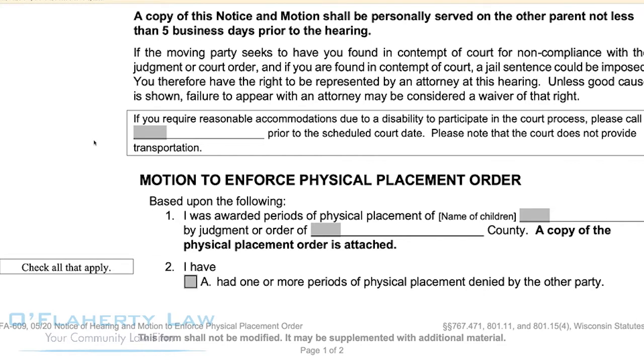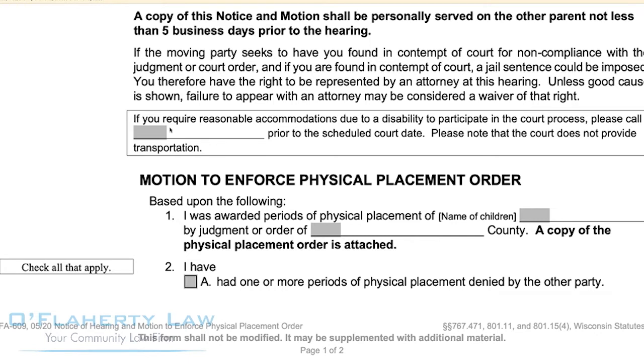So if anybody really requires reasonable accommodations due to a disability, the court website in the county that you're filing typically has the number you need to call for accommodation posted on their website, and you would just put that in here. Or you could ask the clerk when you file and get your hearing date.